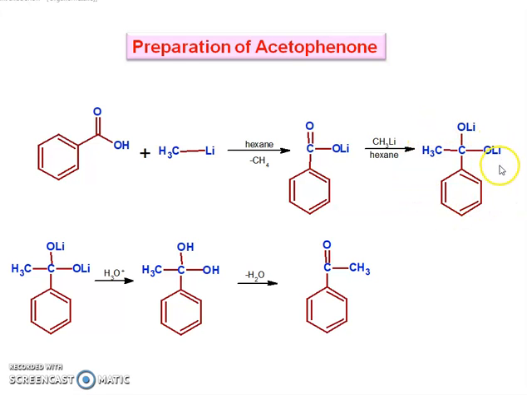This forms another intermediate, in which one oxygen carries a negative charge here and the other oxygen carries a negative charge here. So both oxygens carry a negative charge, and this intermediate can be treated with acid hydrolysis.